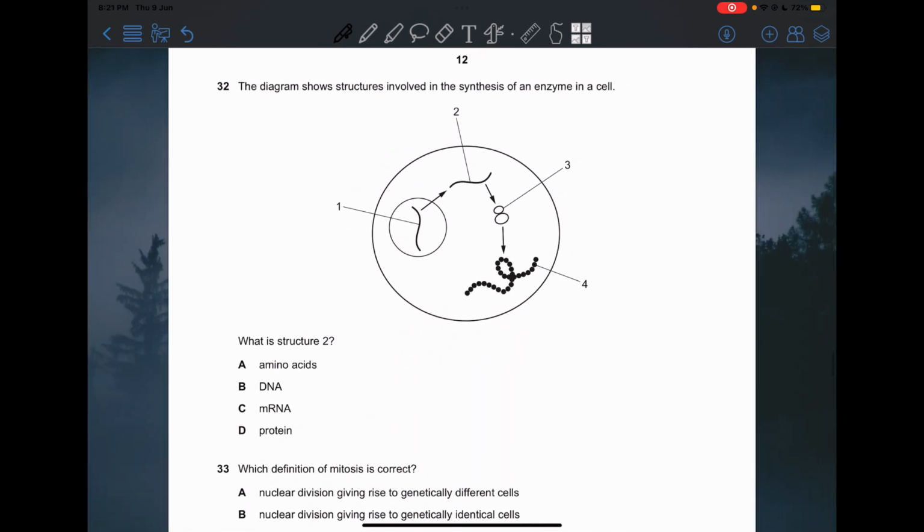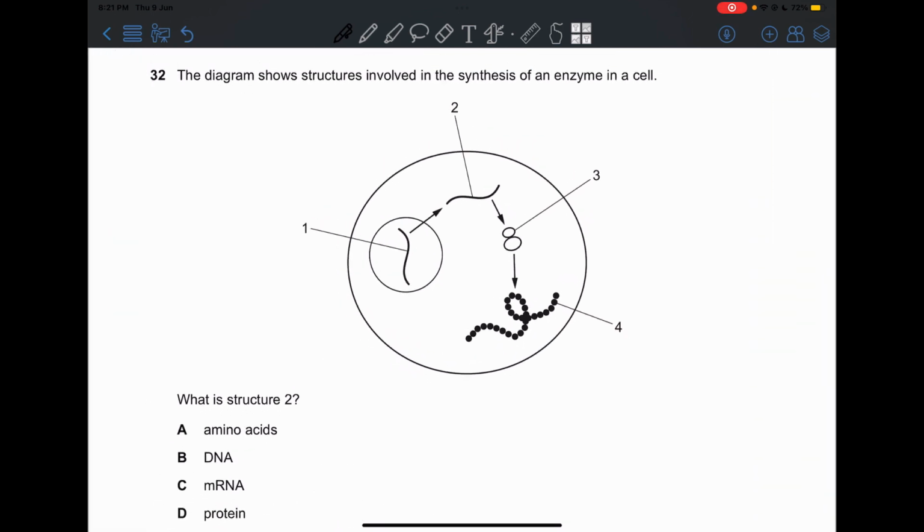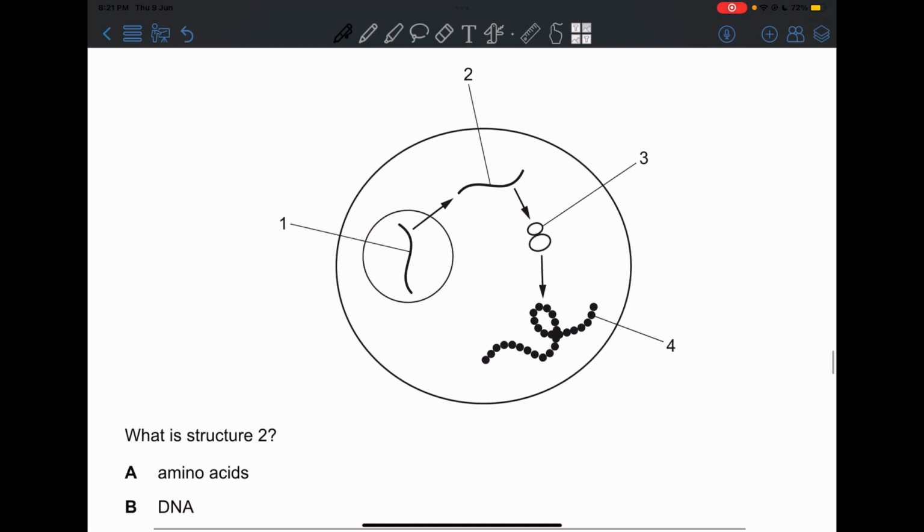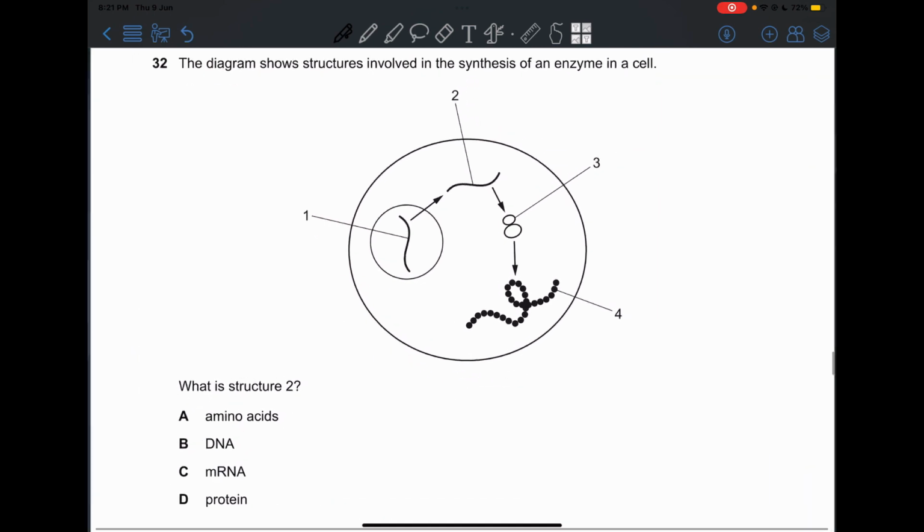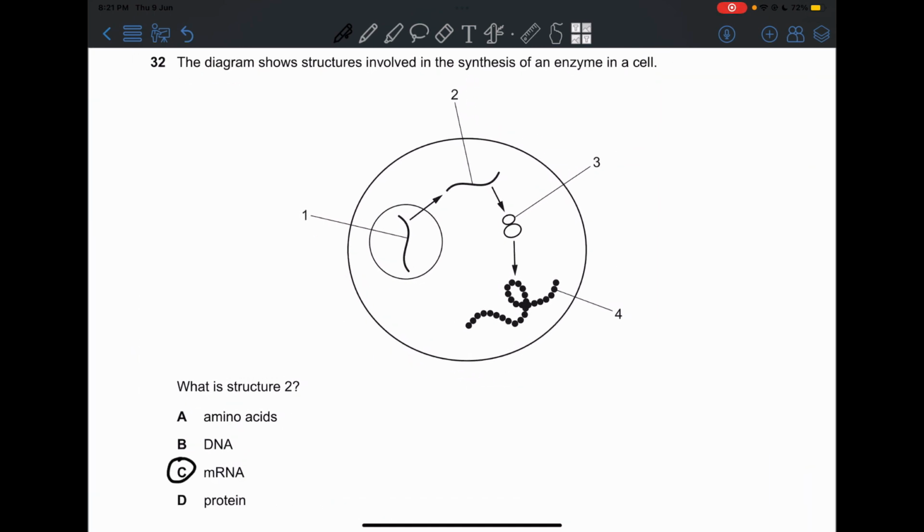32. The diagram shows structures involved in the synthesis of an enzyme in a cell. What is structure 2? Now, we know that structure 2 is actually the mRNA, messenger RNA. This is going to copy the instructions, a copy of the DNA. As you can see here, it's the same as the mRNA. It carried a copy of it, really. It's nearly the same. So the answer is going to be messenger RNA.